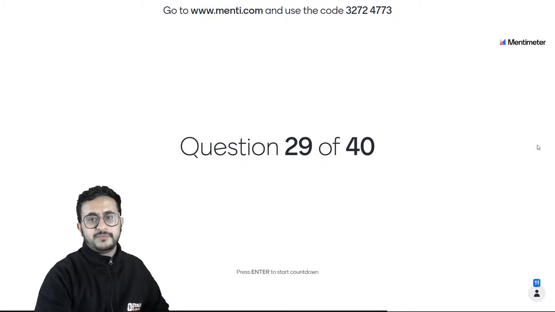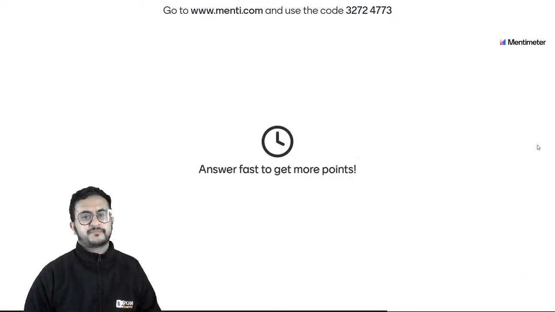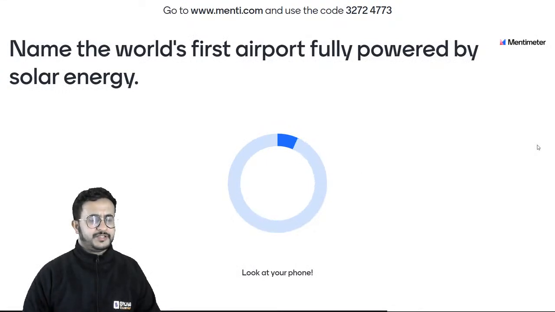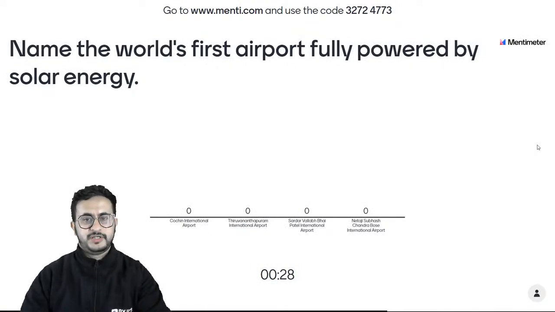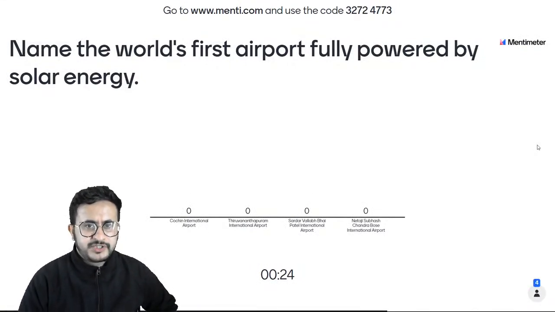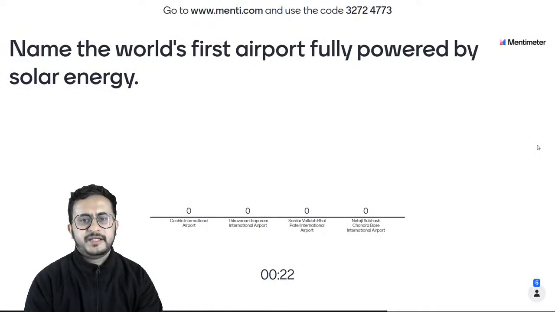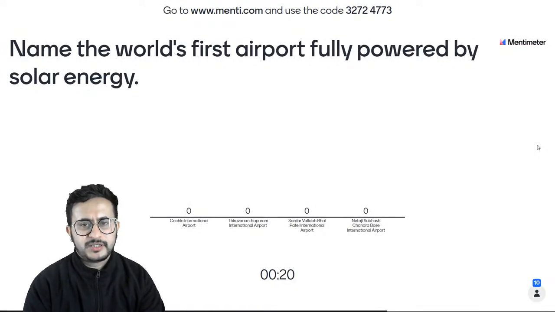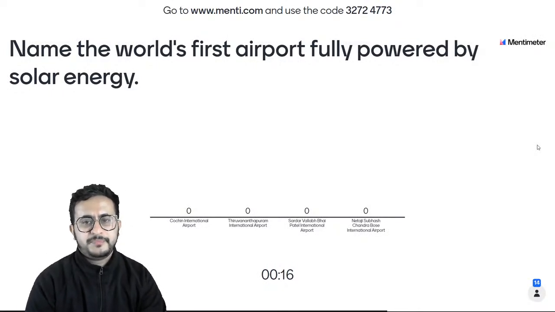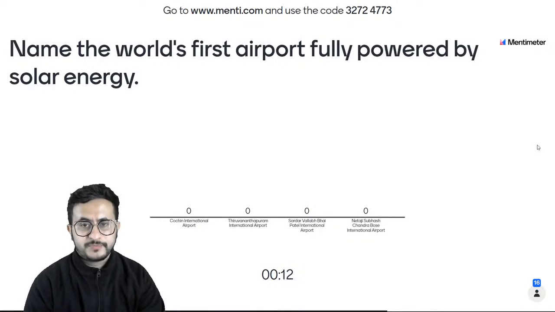Here's question number 29. Name the world's first airport fully powered by solar energy in India. I think the options are not clearly visible. First is Cochin International Airport. Second is Thiruvananthapuram International Airport, then Sardar Vallabhbhai Patel International Airport, or Netaji Subhash Chandra Bose International Airport.